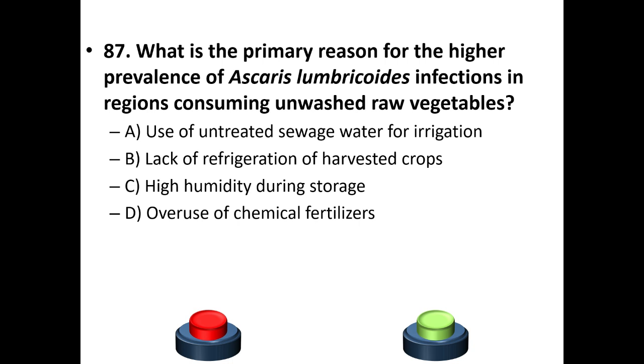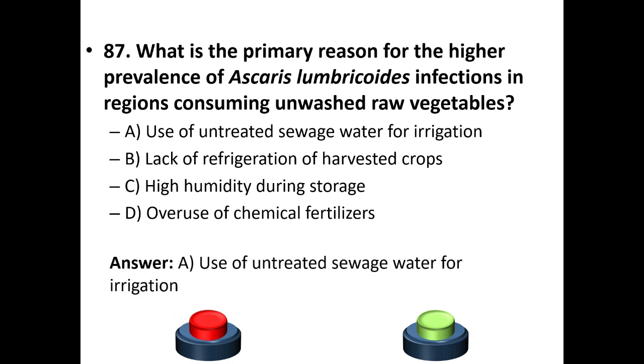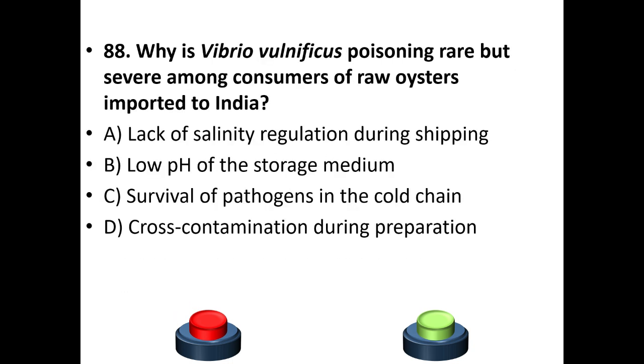87. What is the primary reason for the higher prevalence of Ascaris lumbricoides infections in regions consuming unwashed raw vegetables? Use of untreated sewage water for irrigation, lack of refrigeration on harvested crops, high humidity during storage, overuse of chemical fertilizers. Your answer is option A. Use of untreated sewage water for irrigation.